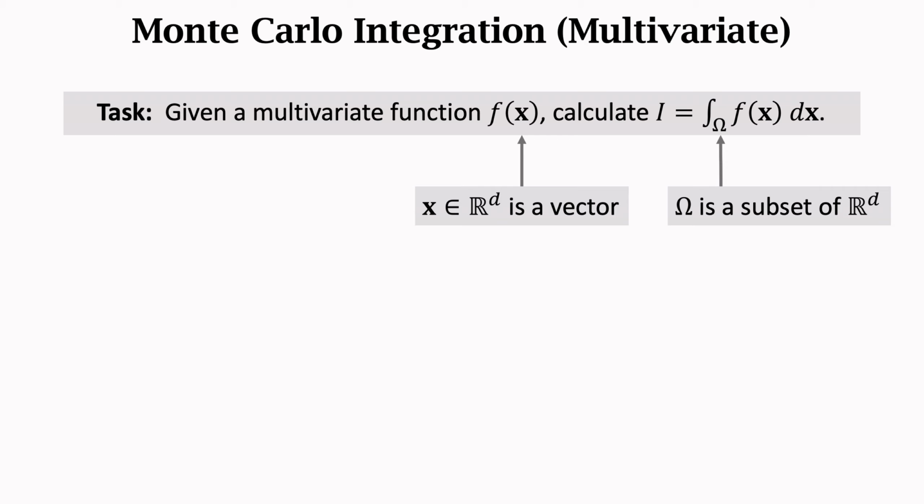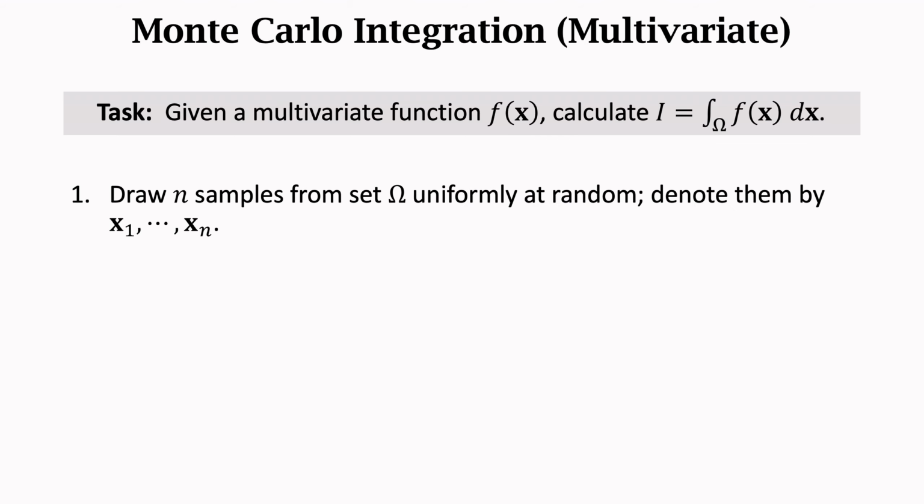We do Monte Carlo integration in 4 steps. First, draw n samples from set omega uniformly at random. Denote them by vectors x sub 1 to x sub n. Secondly, find the volume of set omega. Denote the volume by V.